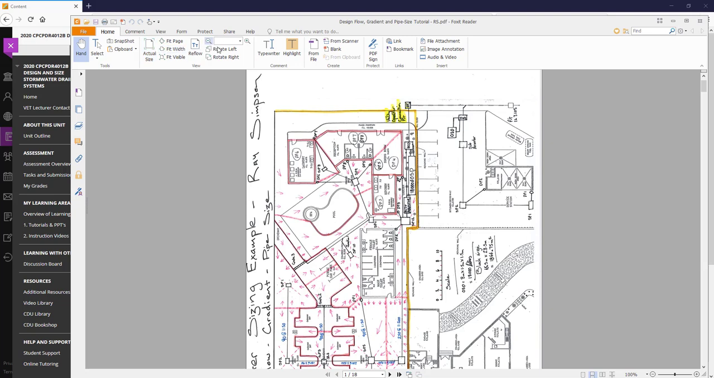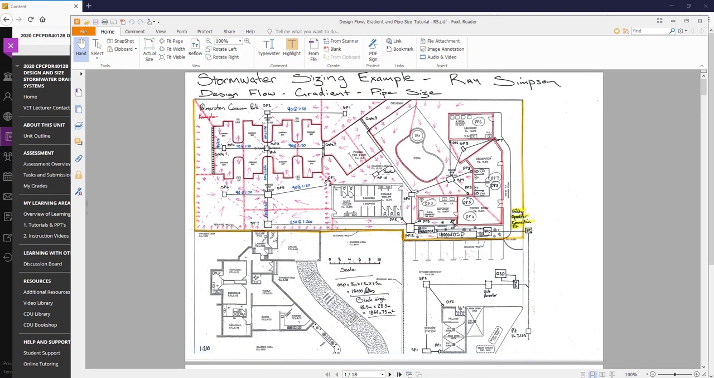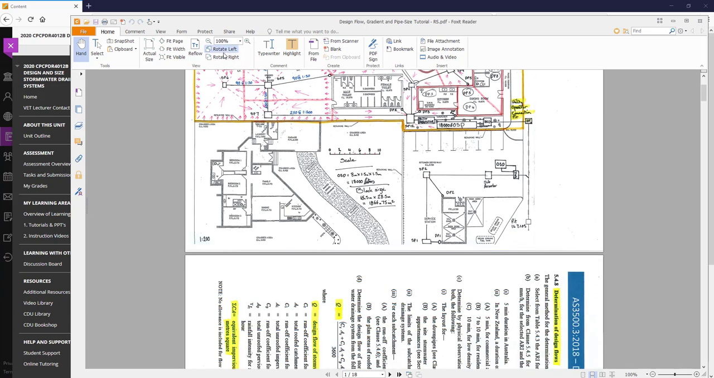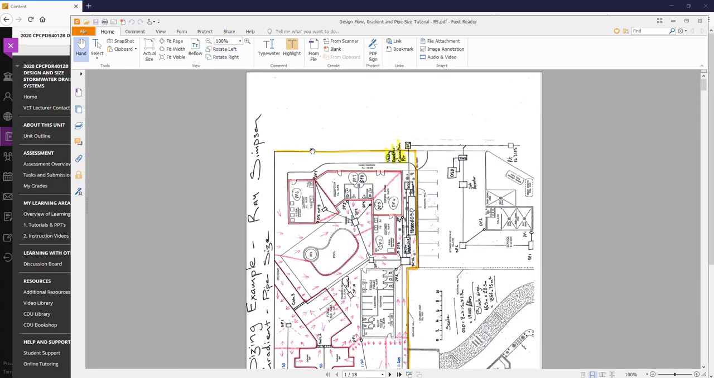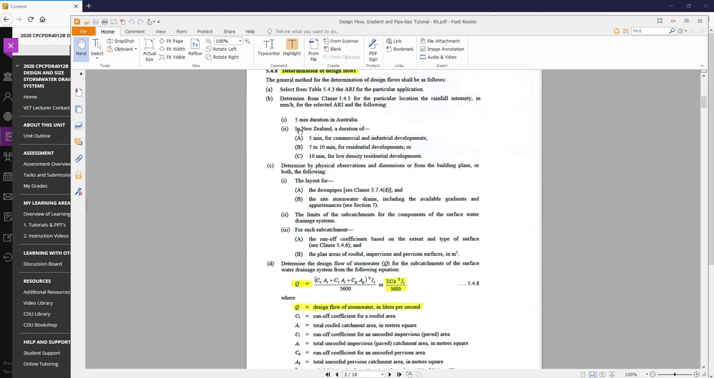If I'll just flick this back around to the right for a second. The design flow for the piece of pipe running between Stormwater Pit 1 and Stormwater Pit 2. Okay, that gives us the design flow, and from that we're able to work out the size of the pipe and the grade of the pipe. So we'll come back to all of that. That's what I'm going to show you here now. So we'll rotate left, get this back to where we need it to be.